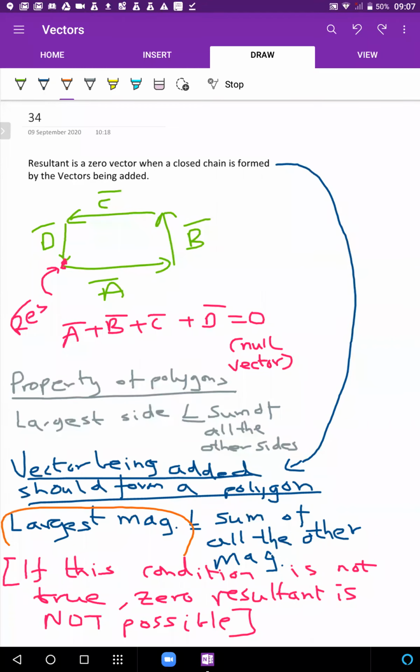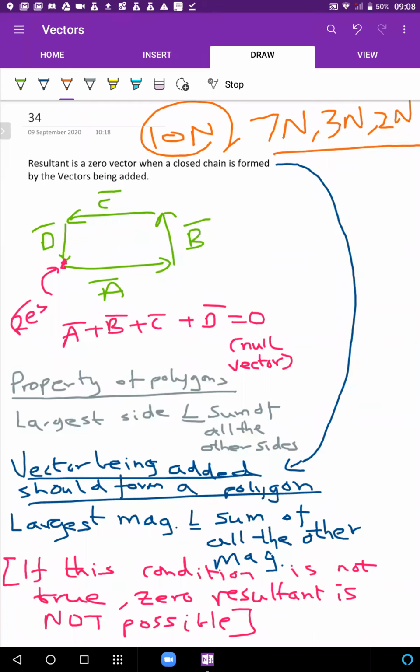If the largest, अब side क्या होता है, magnitude होता है. तो if the largest magnitude is less than equal to the sum of all the other magnitudes, अगर ये कंडीशन ट्रू है, जैसे मान लो मैंने वेक्टर क्या दिया तुम्हें, 10 न्यूटन दिया और बाकी वेक्टर्स दे रहा हूं 7 न्यूटन, 3 न्यूटन, 2 न्यूटन, तो मेरा लार्जेस्ट मैग्नीट्यूड बाकी मैग्नीट्यूड्स के सम से लेस देन इक्वल टू है, जो इस केस में है, then the zero resultant, yes, if this is true then forming a polygon is possible. If this condition is true, forming a polygon is possible.